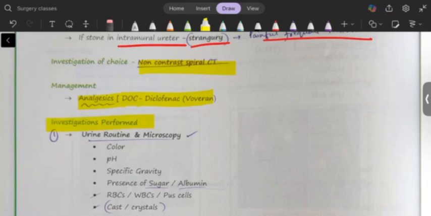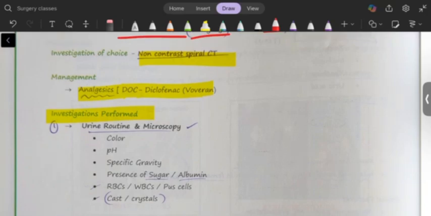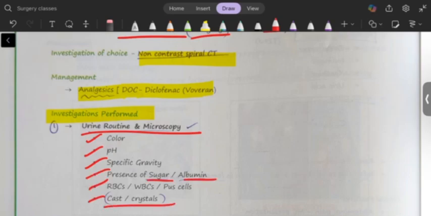So what are the investigations performed in case of renal stones? We'll start with a simple investigation, that is urine routine and microscopy. In urine routine and microscopy, what do we look at? We'll check for urine color, pH, specific gravity, presence of sugar or albumin, RBCs, WBCs, pus cells, and casts and crystals. Here, in casts and crystals, we will come to know if there are any stones.